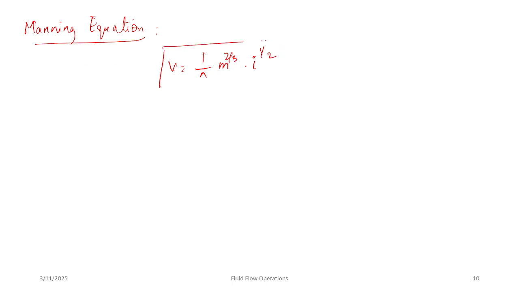And also we have one more equation, that is Manning equation for calculating velocity in a channel. Okay, so V is equal to 1 by n into m power 2 by 3 into I power 1 by 2. So there is one more equation for calculating flow velocity in an open channel.